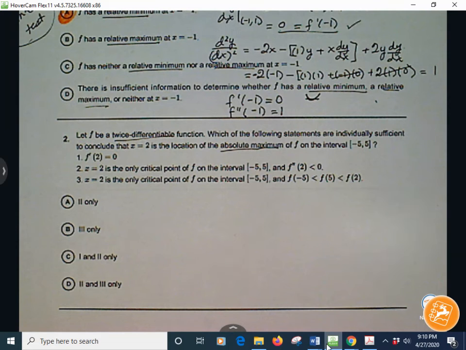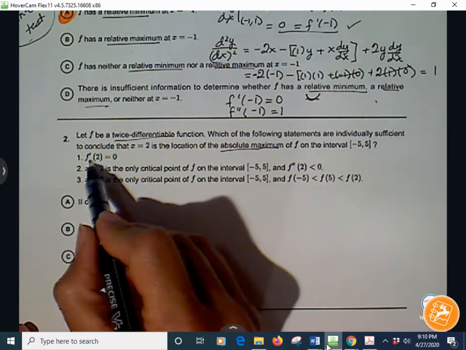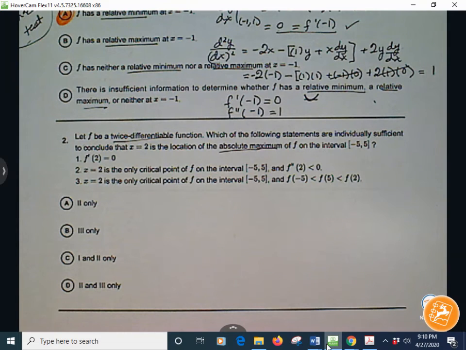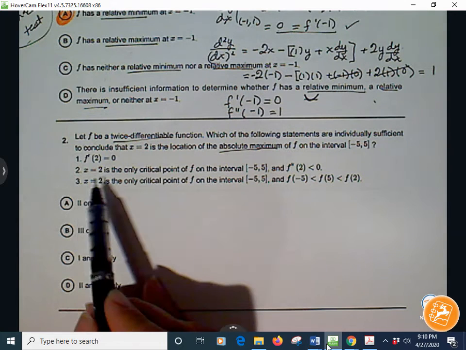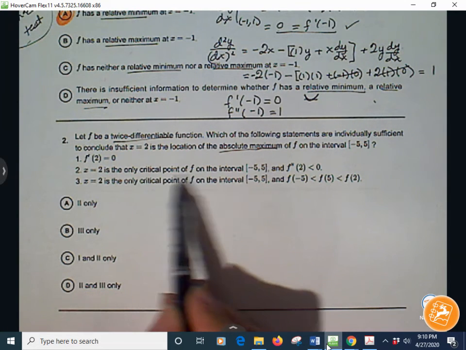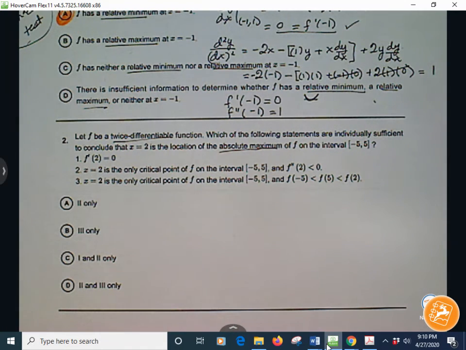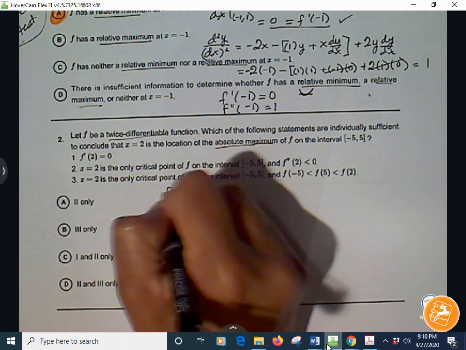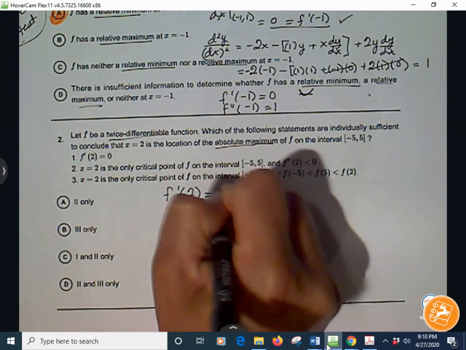That's what it means for it to be twice differentiable. Okay, so the first one, f prime of 2 is equal to 0. That means we've got a critical number. That just means that the slope is 0. So that doesn't necessarily mean that we have an absolute maximum. Okay, x equal to 2 is the only critical point of f on the interval. So if it's the only critical point, and this is a twice differentiable function, what does that mean? That means f prime of 2 is equal to 0.